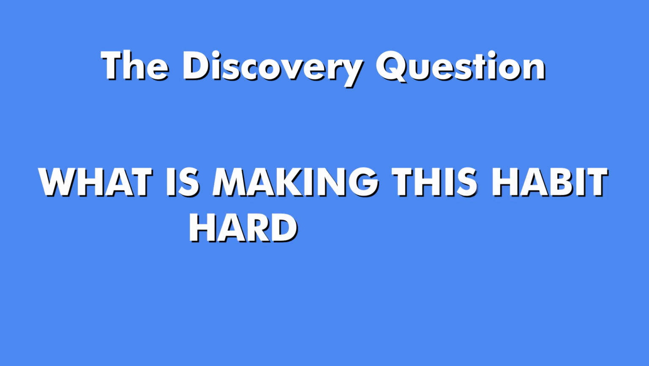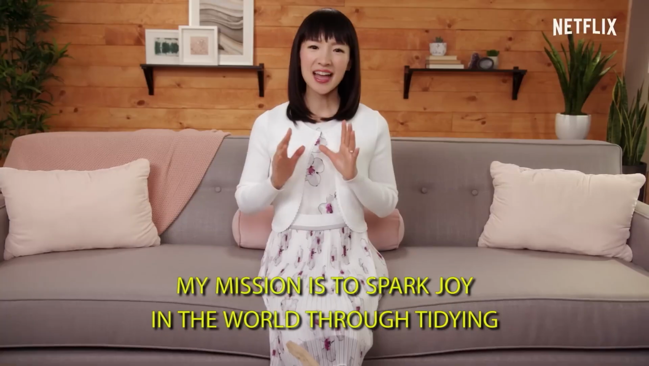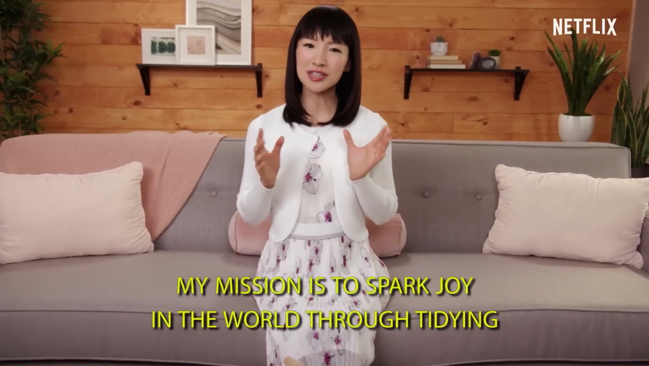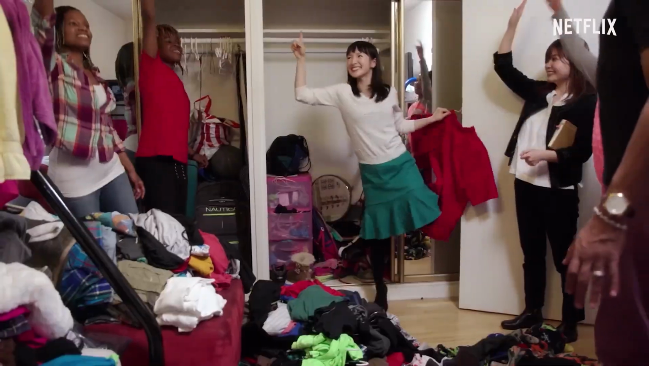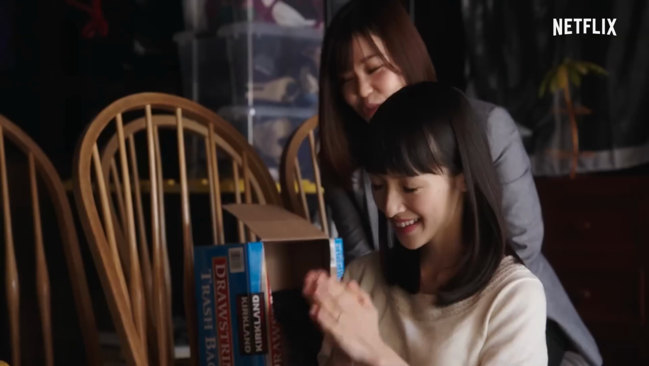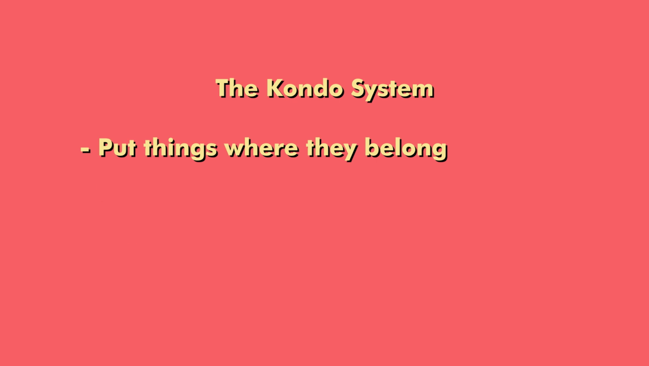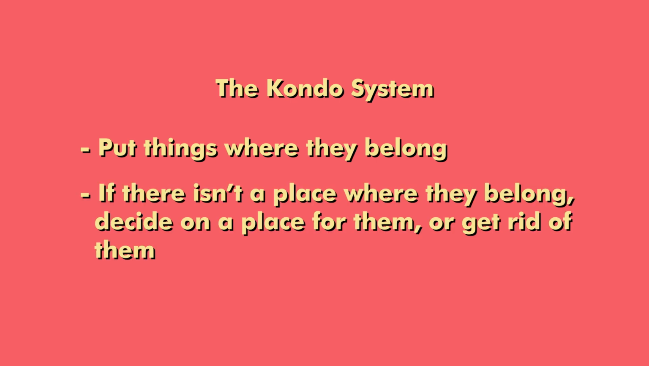And so the way to reduce friction is what BJ Fogg calls the discovery question, or what is making this habit hard to do. So for instance, the reason Marie Kondo became so well known as a cleaning expert isn't because she motivated people to clean, it's because she simplified the process of cleaning into a series of steps that are easy for everyone to perform. And so the process is basically put things where they belong, and if there isn't an obvious place they belong, either decide on a place for them or get rid of them.